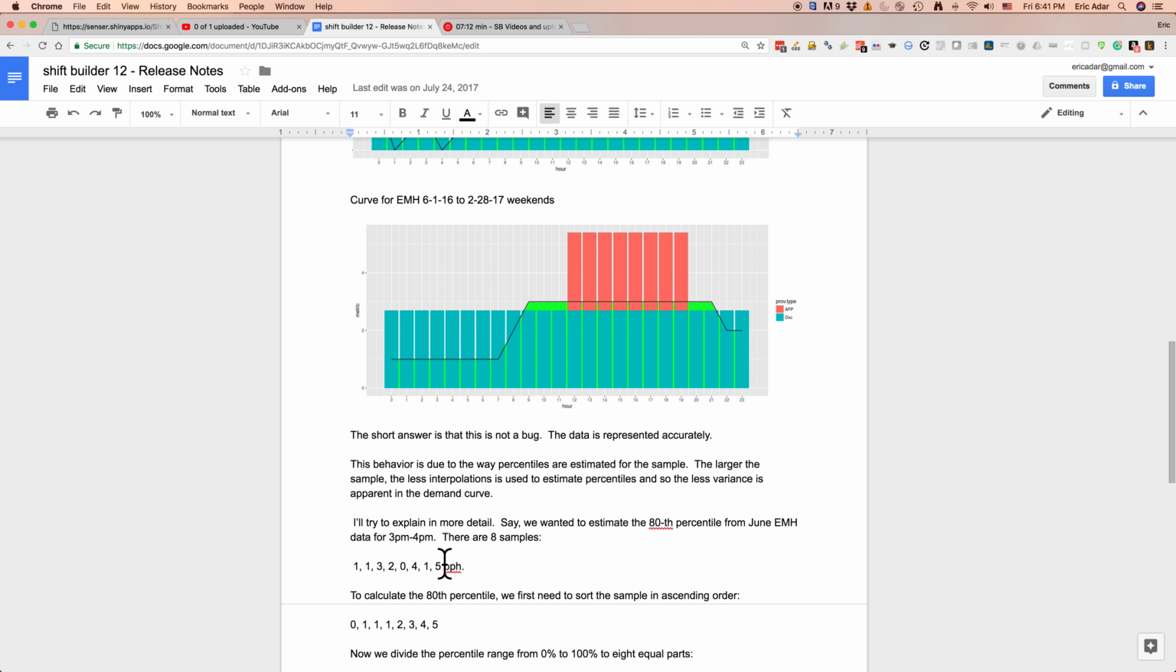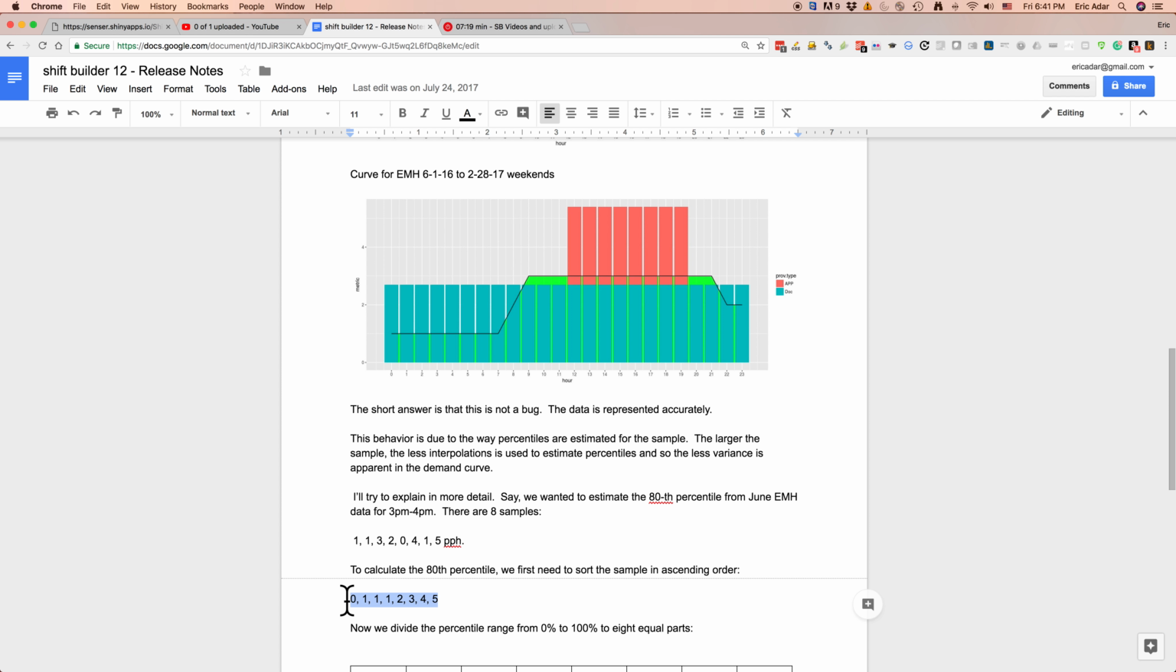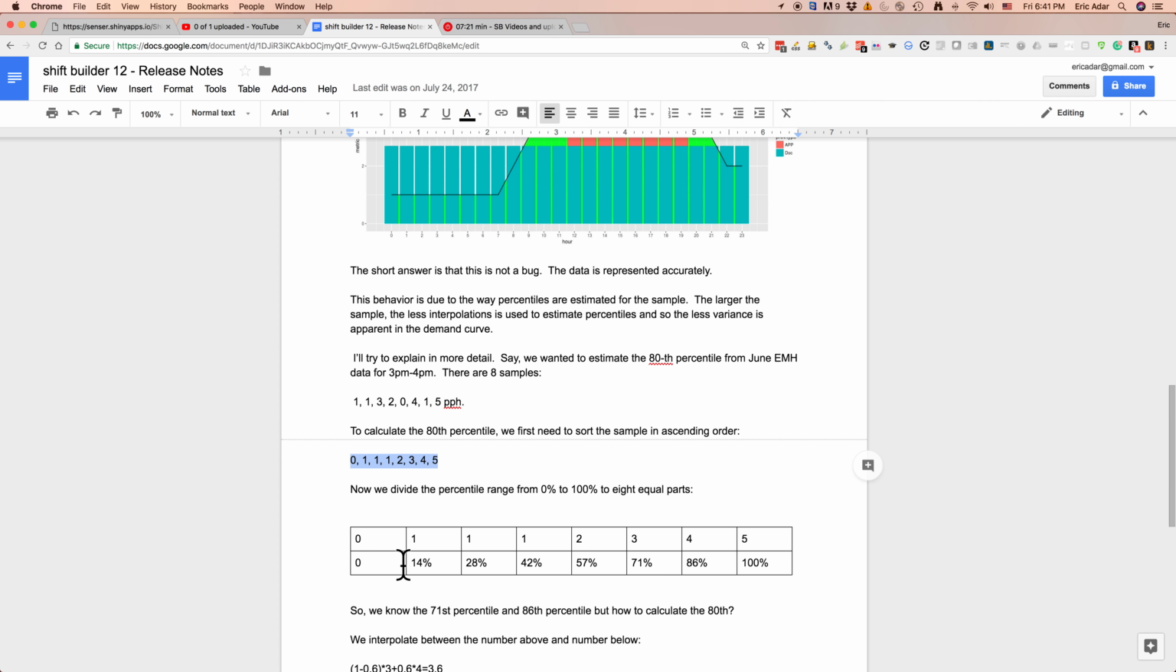Let's say we have this series of numbers and we want to find the 80th percentile. We sort them first. Then, based on the fact that there are 8 samples, you divide the 100 into 8 sections, where the number 1 here corresponds to the 42nd percentile. So if you asked what the 42nd percentile is, it would be 1. And here the 57th would be 2.